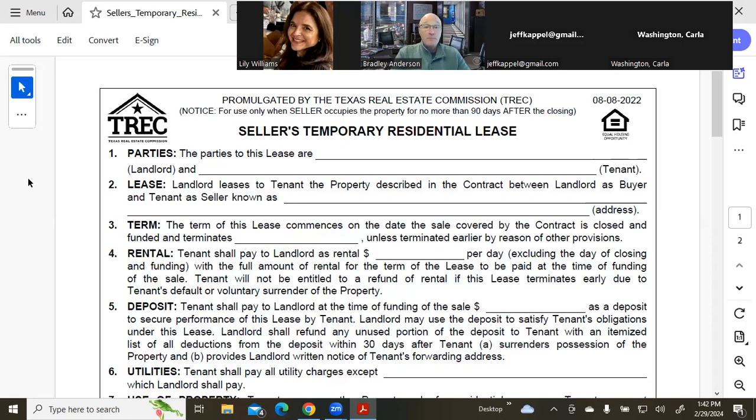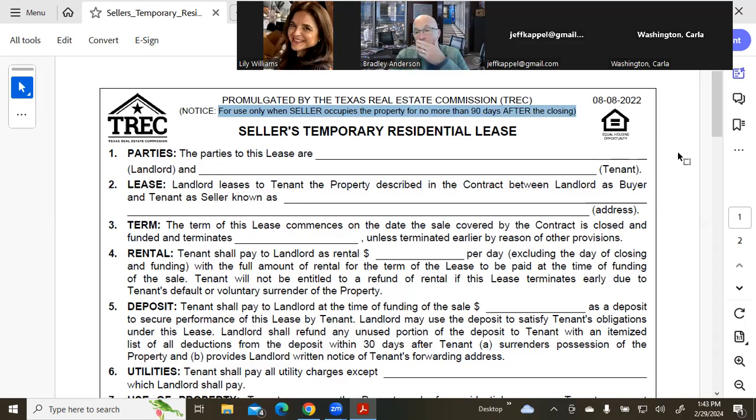Now it says here, and I get this question a lot, notice, for use only when seller occupies the property for no more than 90 days. What happens after 90 days? It's considered a residential lease in the state of Texas. Okay, so this is, as the term implies, temporary.